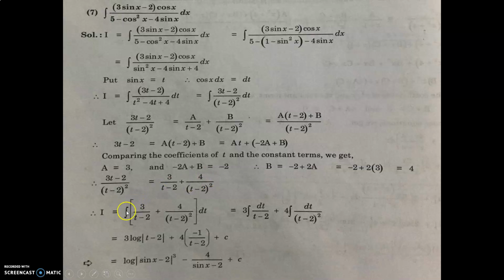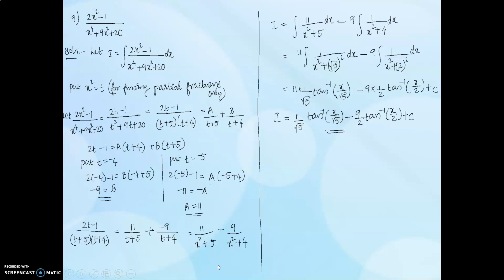Substituting in this place and integrating, I is equal to integral 3 upon t minus 2 plus 4 upon t minus 2 whole square dt. That's equal to 3 into integral dt upon t minus 2 plus 4 into integral dt upon t minus 2 whole square. So first term will become 3 log mod t minus 2 plus 4 into minus 1 upon t minus 2 plus c. So that's equal to log mod sin x minus 2 whole raised to 3 by law of exponent, and substituting also minus 4 upon sin x minus 2 plus c is the answer for this question.